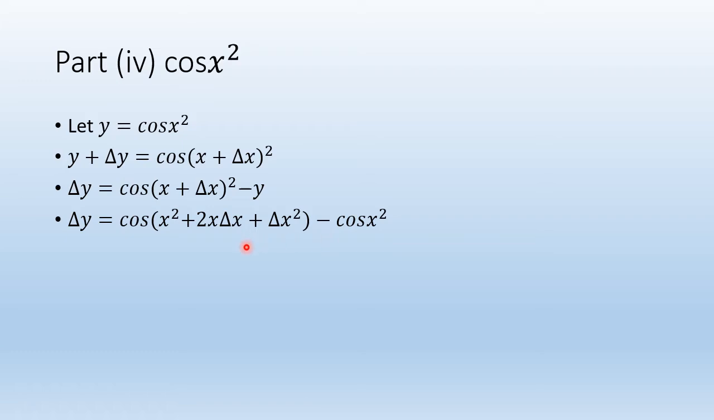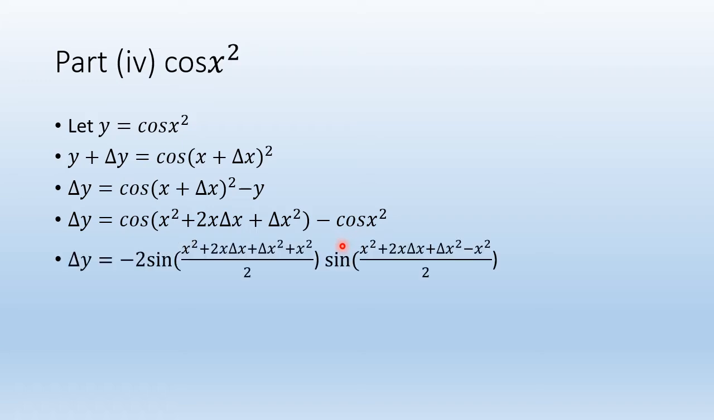So we are going to use the formula of cos p minus cos q, which is equal to minus 2 sine of p plus q by 2 sine of p minus q by 2. In place of p we have this, and in place of q we have only x square. So let's apply that formula. And we get this expression: del y is equal to minus 2 sine of x square plus 2x del x plus del x square plus x square by 2, sine of x square plus 2x del x plus del x square minus x square by 2.